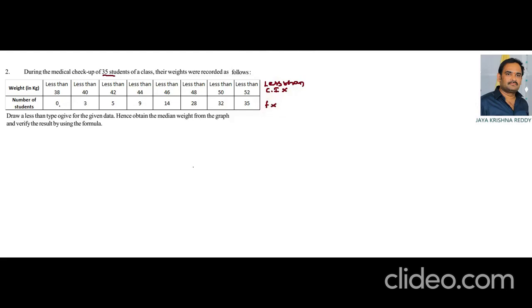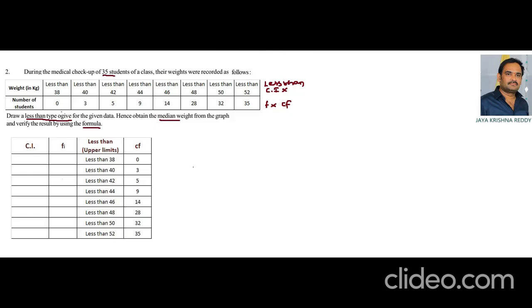If you observe the second row, the number of students is increasing: 0 to 3, 3 to 5, 5 to 9, 9 to 14, 14 to 28, 28 to 32 and 32 to 35. So this row is nothing but cumulative frequency. The first row is given as less than column, and the second row is the cumulative frequency. So for this we have to draw a less than type ogive for this data, and we have to find the median and also verify the result by using the formula.